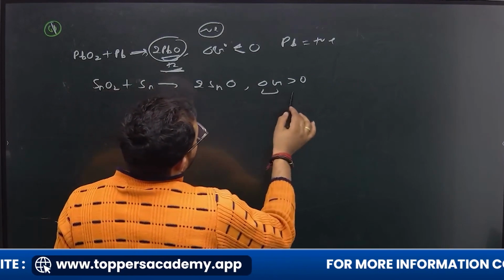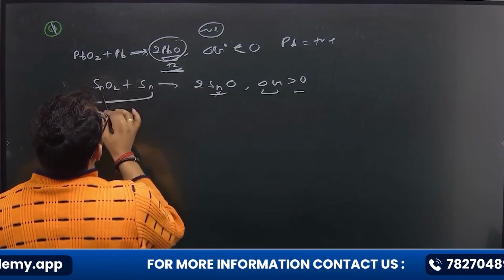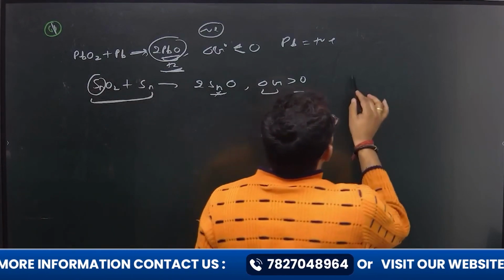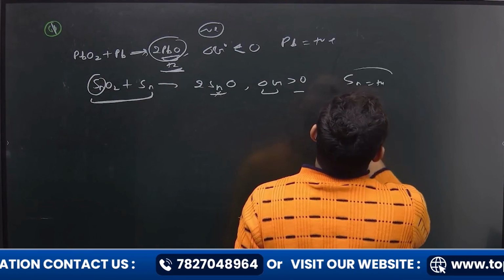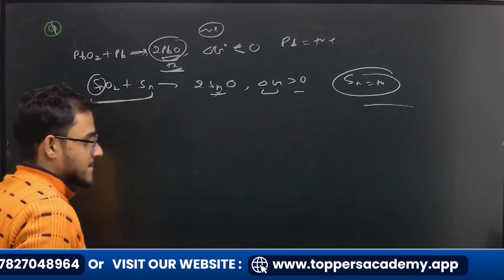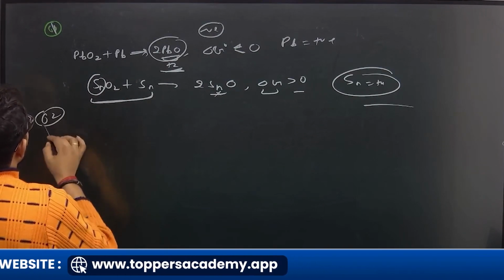For Sn, delta G is greater than 0. That means it is not favorable in the forward direction. It is favorable in the backward direction, and Sn has +4 oxidation state in the backward direction. So Sn prefers +4 oxidation state. Question number 61 done, now 62.